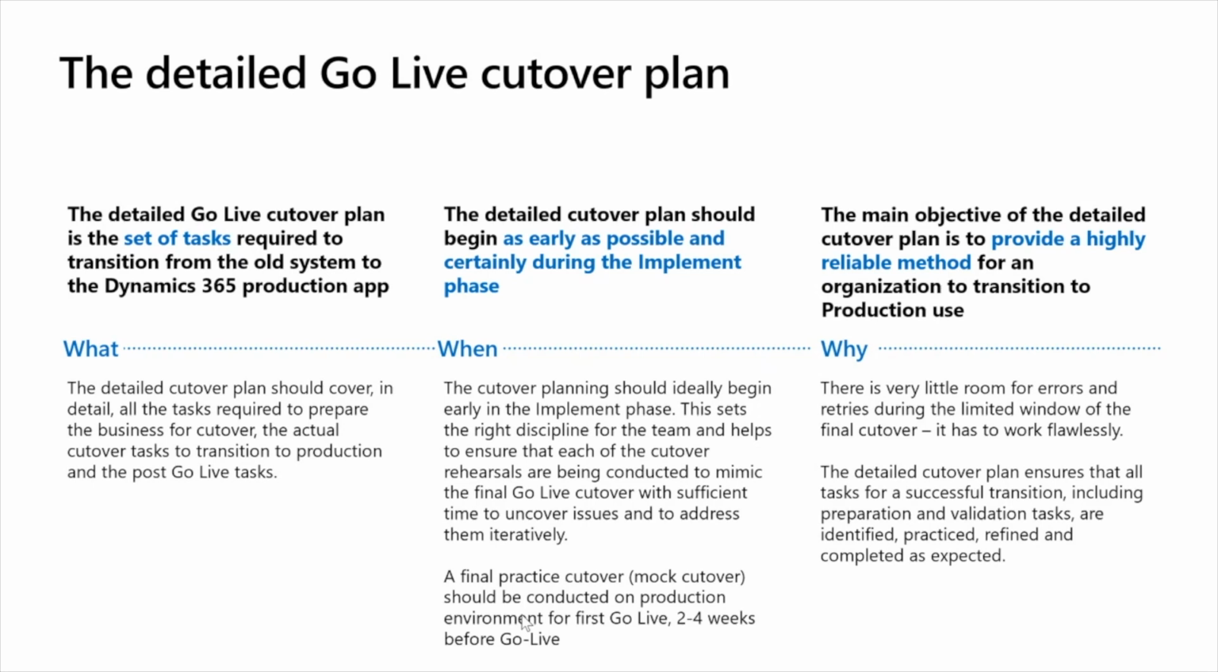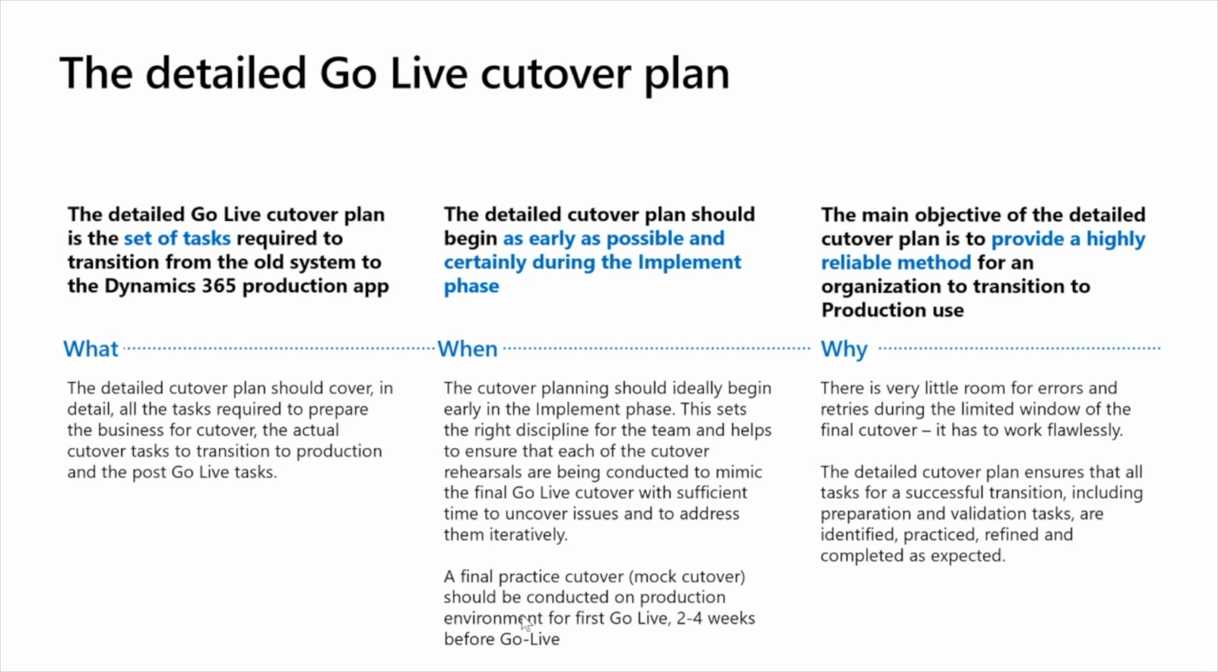And why? Because usually you have very little room for error. You've got a very fixed amount of time to transition for the final cutover. You've got to get it right. You get normally one shot at doing that final go live. If you get it wrong, the implications are pretty serious.